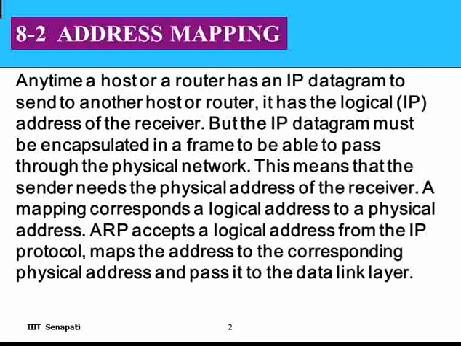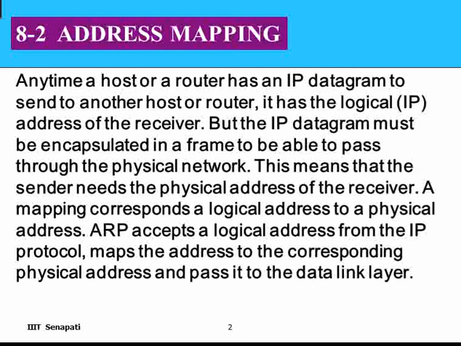Logical address means our IP address. So we need to map our IP address to the physical address of the receiver. Okay. So what does this ARP do? ARP actually accepts a logical address, an IP address, from the IP protocol, maps this address to the corresponding physical address, and then passes it to the data link layer.